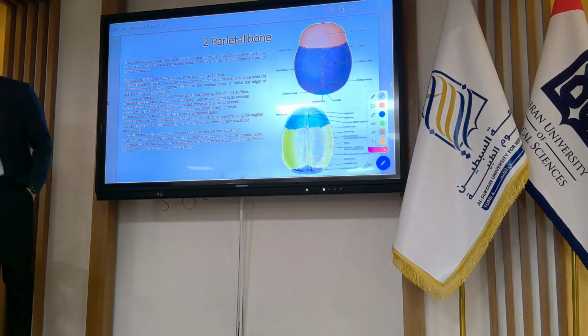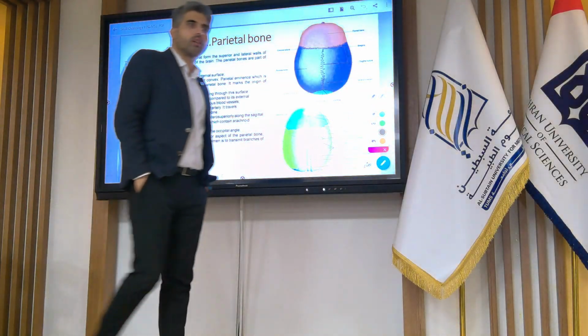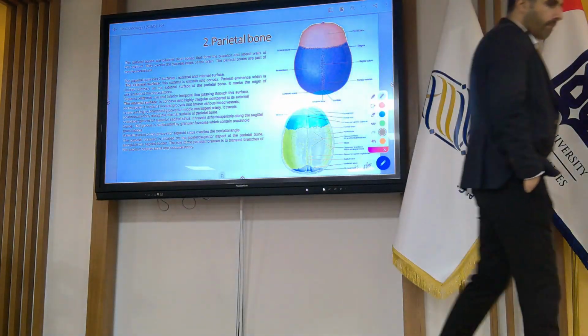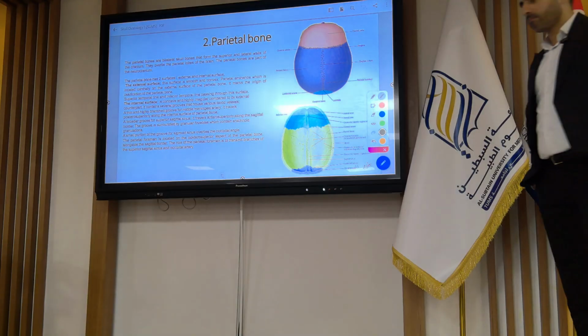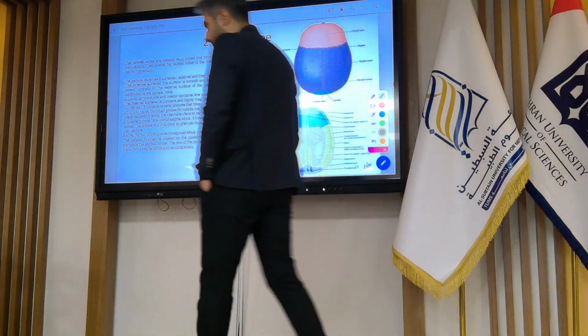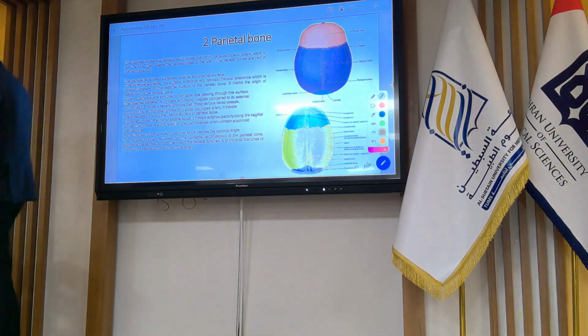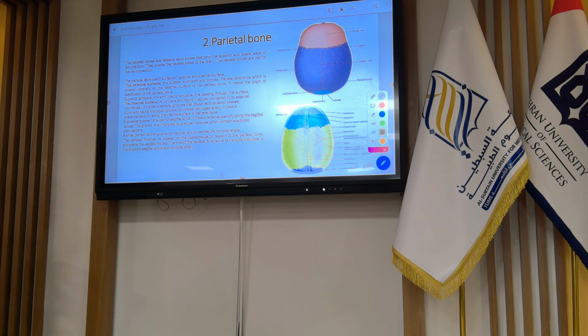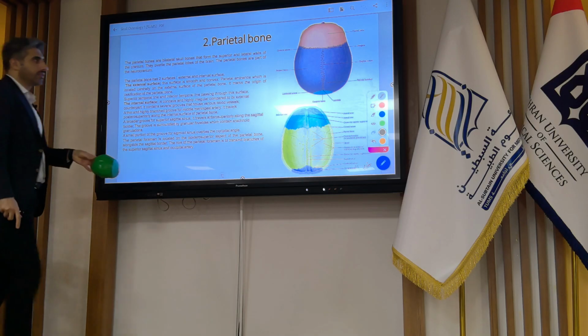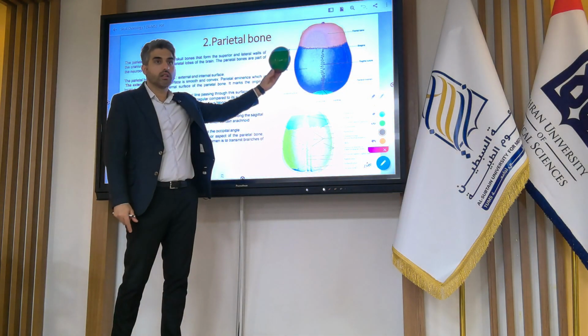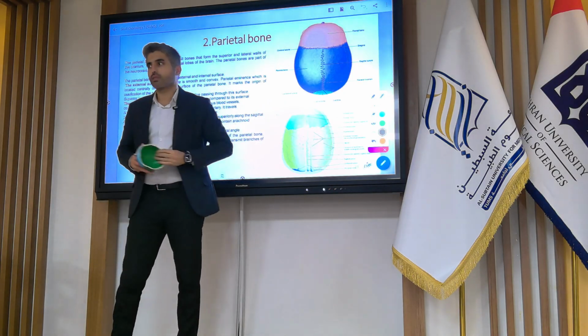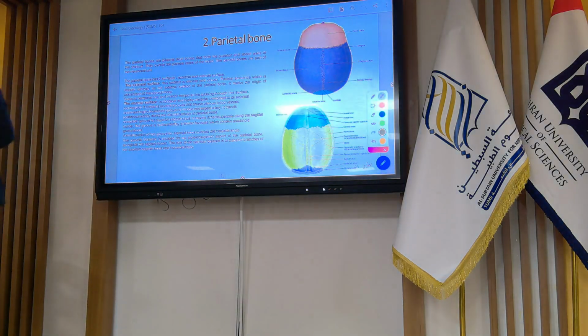Parietal bone. The parietal bone is a flat bone in the roof of the skull, in the calvaria. It has one external surface and one internal surface. It's a paired bone of the neurocranium. So look here. This is the shape of the external surface, and this is the shape of the internal surface. It's not a very difficult bone, it's flat.